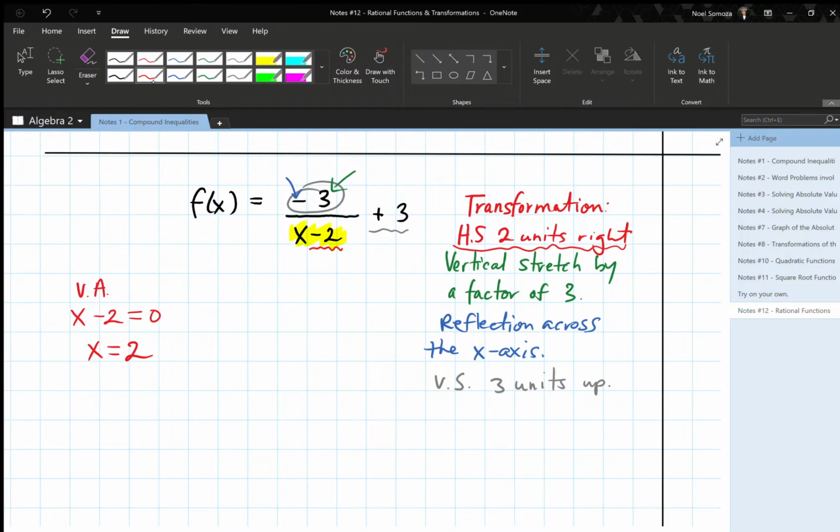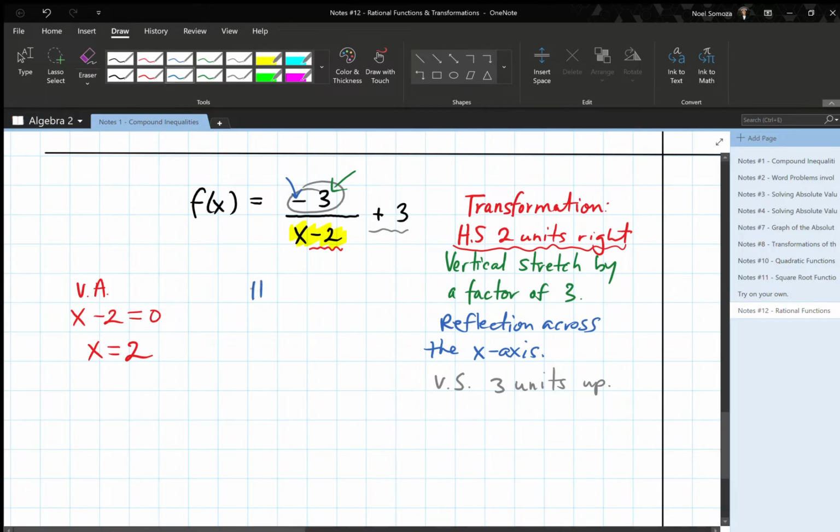Then for the horizontal asymptote, HA, we can look at k. K is 3, so we have a horizontal asymptote at 3. That also makes sense because we were going to shift this 3 units up.